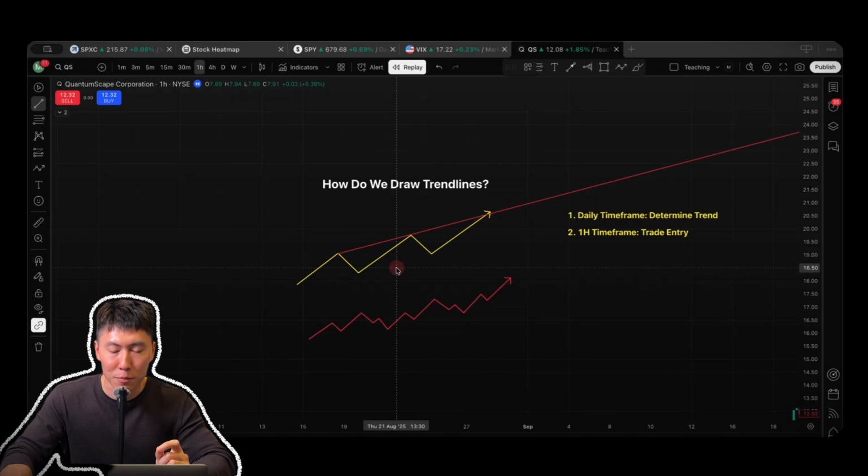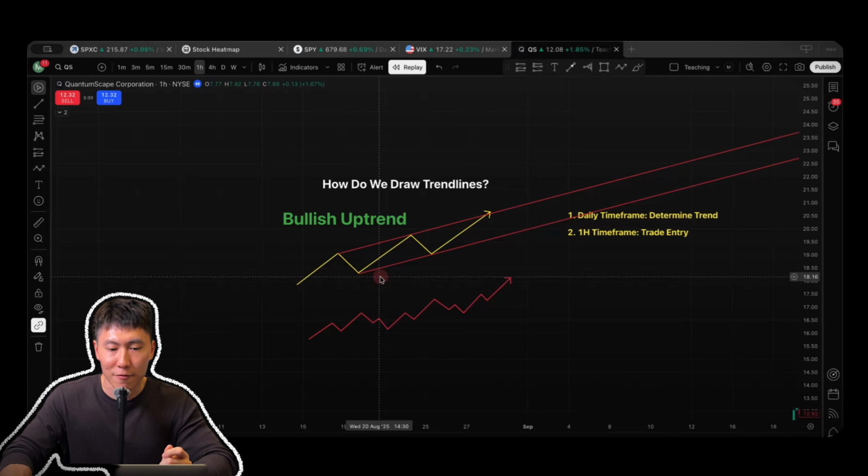So we've drawn an upper trend line that connects the swing highs. The second thing we want to do is connect the swing lows as well, point A to point B. Just by looking at the daily time frame, we can already know that this is a bullish uptrend.